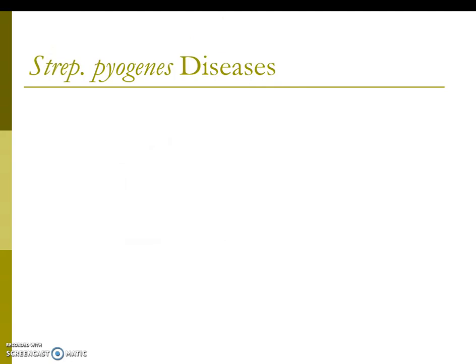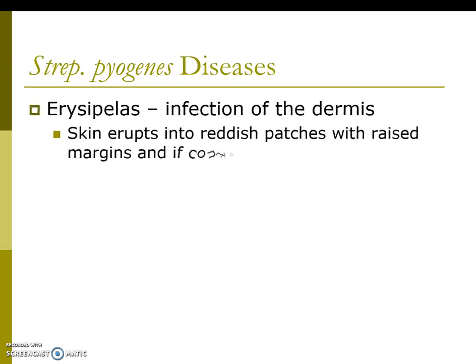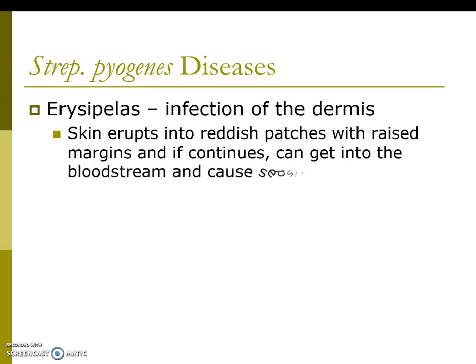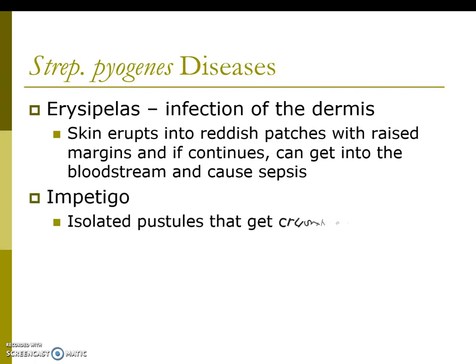So, of course, we know that Streptococcus pyogenes causes strep throat, but it also does other things. Another thing that it can cause is called erysipelas. Erysipelas is infection of the dermis, that very thick layer of the skin. The skin erupts into reddish patches with raised margins, and if it continues, the bacteria can get into the bloodstream and cause very severe sepsis. Strep pyogenes, again, a very, very bad bacteria.